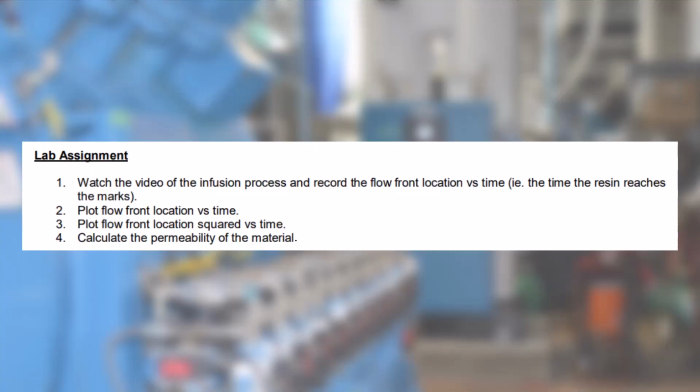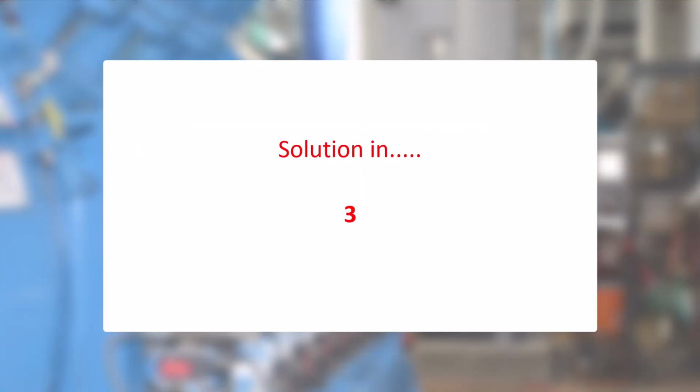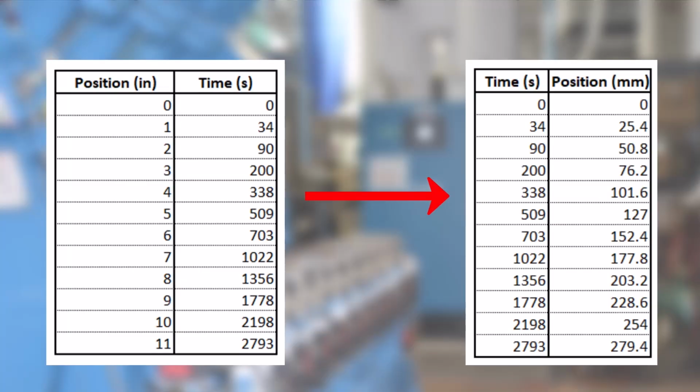Now that the specific equations behind vacuum infusion have been touched on, you can try the lab activity for yourself. If you do not have access to your own dataset, use the dataset provided. Feel free to pause the narration and attempt this activity on your own. In this solution, we want to use metric units. So the first step is to convert the original flow front versus time data from inches to millimeters.